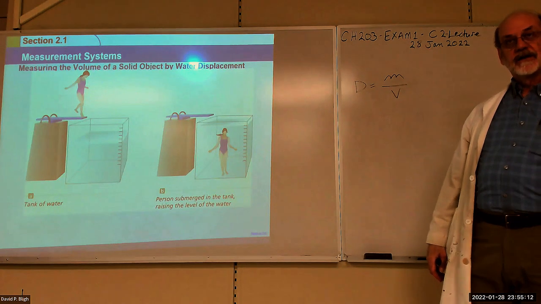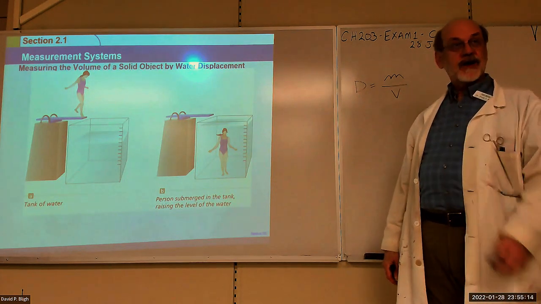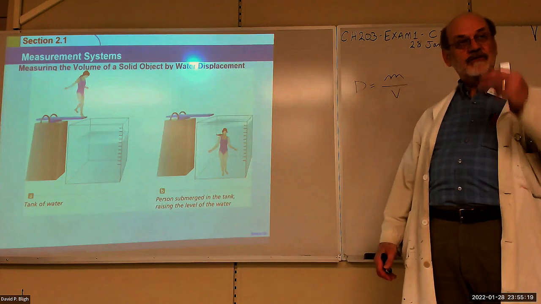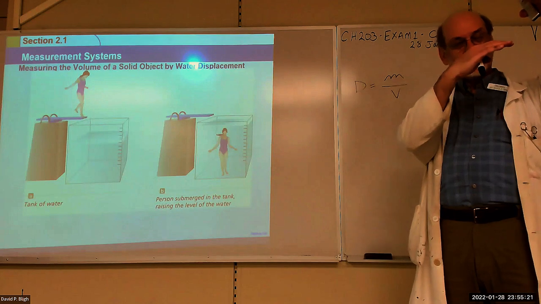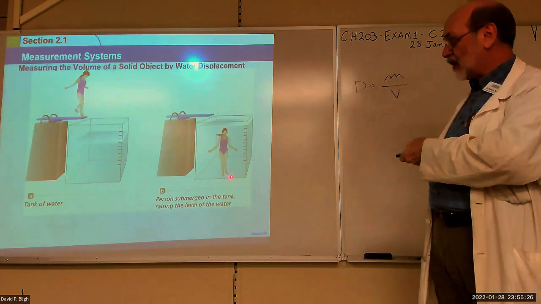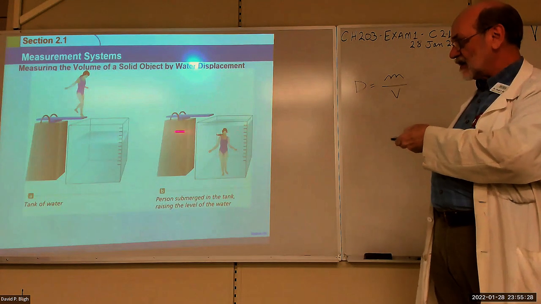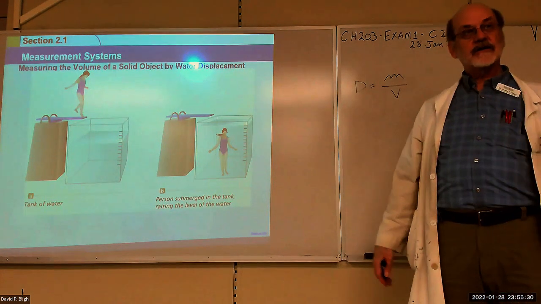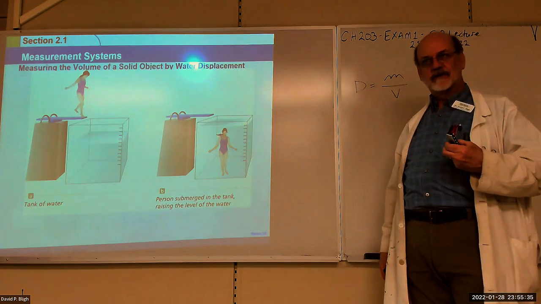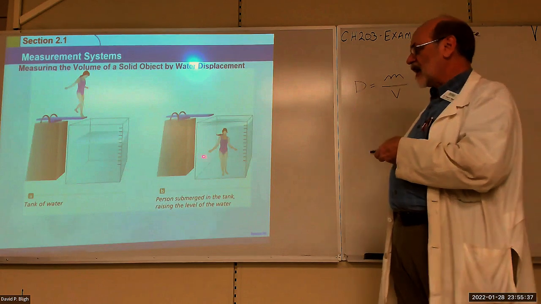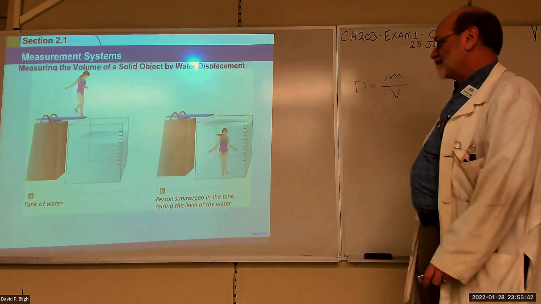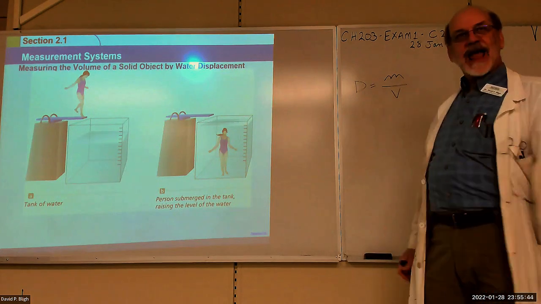But if it's irregular, the best way to do it is by displacement. If you submerge the object in a liquid and measure before and after, you know the volume of the object. Right? As long as it's completely submerged, then the displacement will be the volume of the object. What conditions need to be operative? Your object does not absorb any of the liquid, right? And your object doesn't react with the liquid.